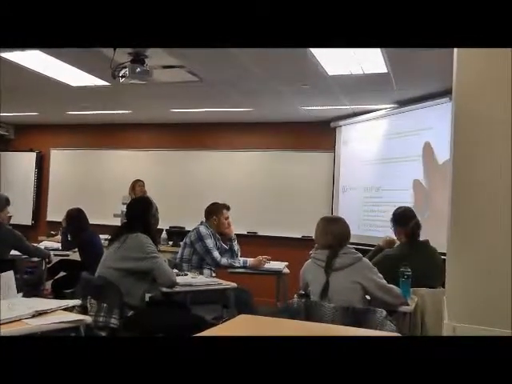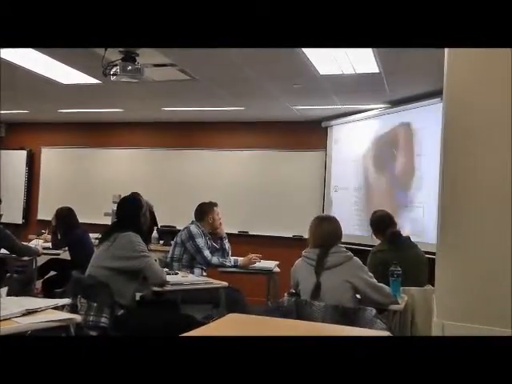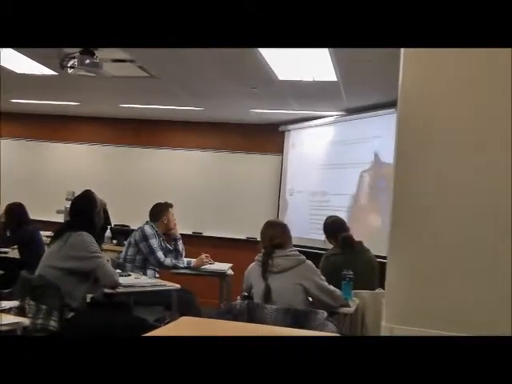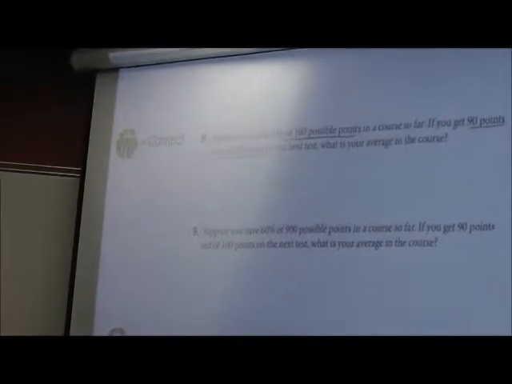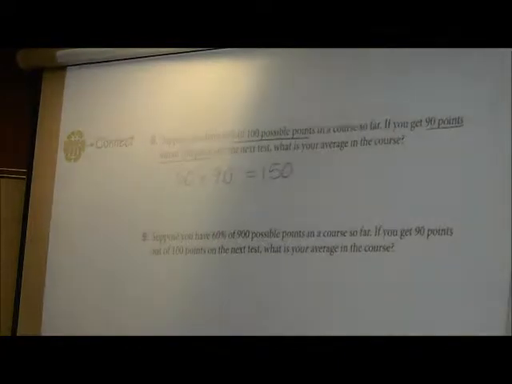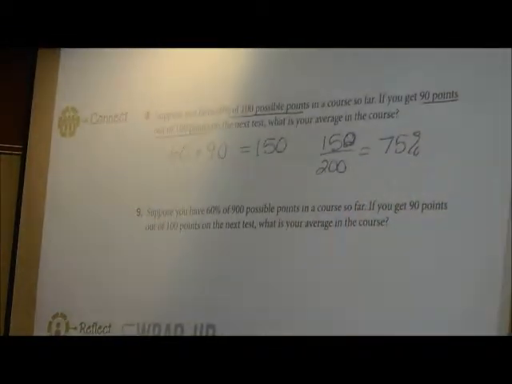So on the first one, a 60% out of 100 possible points, and then 90 out of the next 100. So what's the average in that case? What did you do? You add the 60 and 90, you get 150, and then divided by 200. And then 150 divided by 200, and you get 75%.